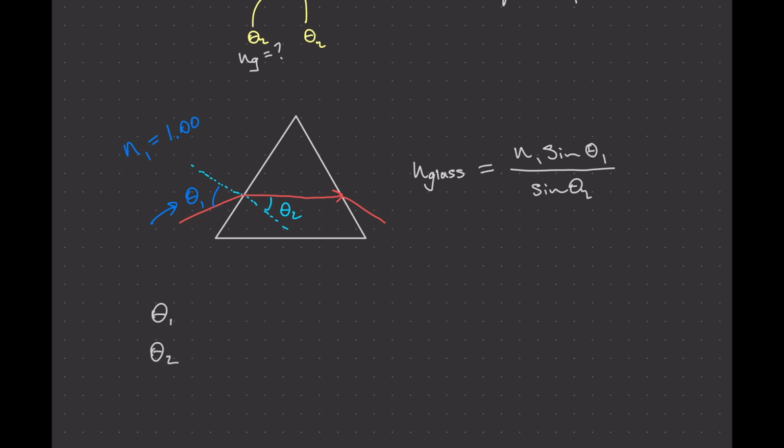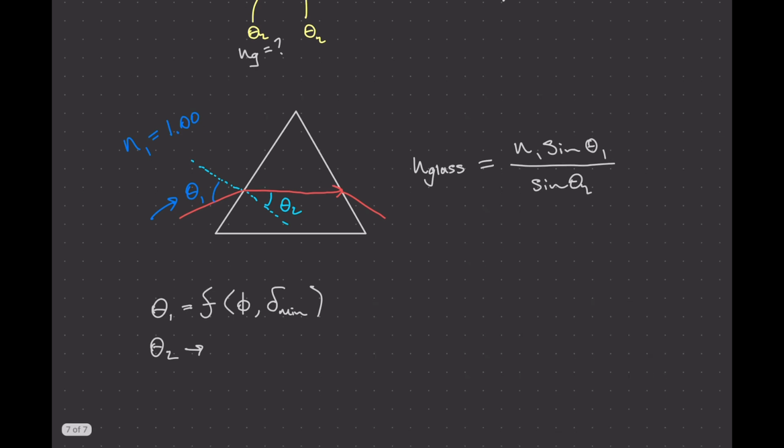Find theta 1 and theta 2 as functions of apex angle phi and minimum angle. Or if that's too complicated, basically replace this or find an equation, equal sign, where this thing over here has phi and delta min in it, right? These two expressions are equivalent, and that's what we want to do right now.